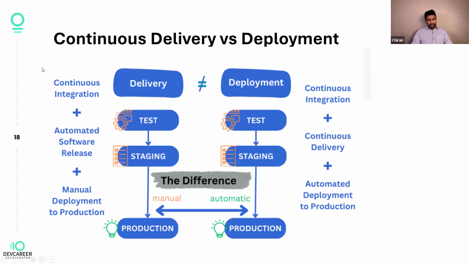So again, the difference between continuous delivery and continuous deployment, which you probably need to understand. Continuous delivery is like continuous integration. The CI part is the same for continuous delivery, and you do have automated testing. So it automatically tests and releases software based on your changes. And then it does the staging deployment.